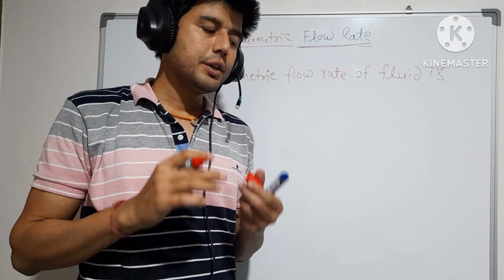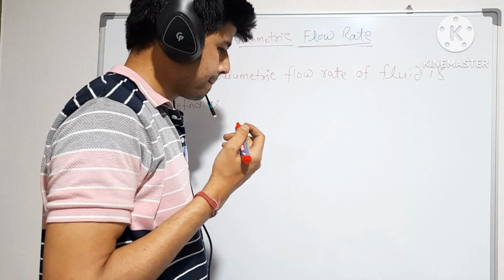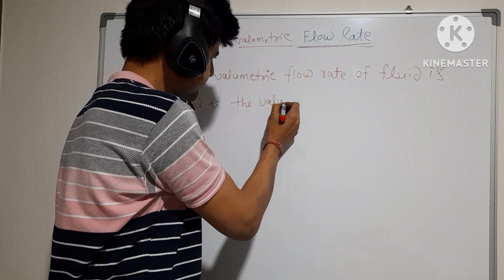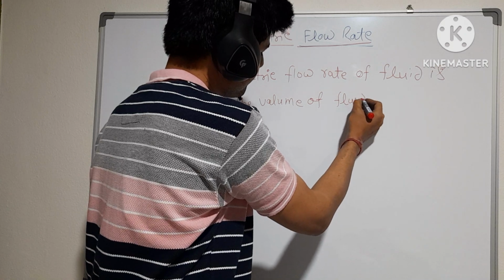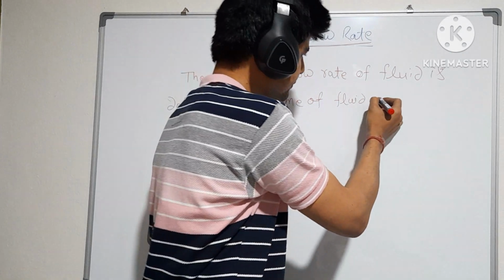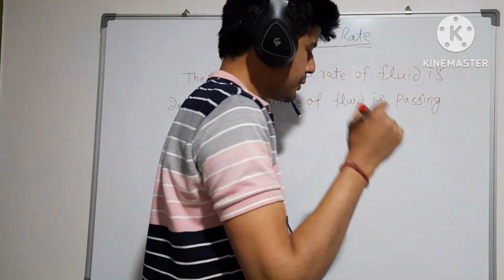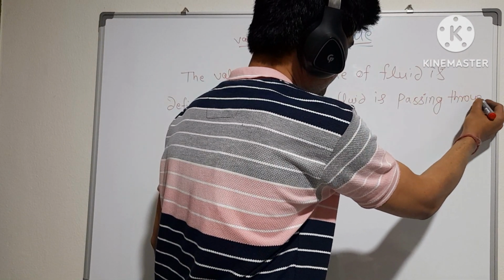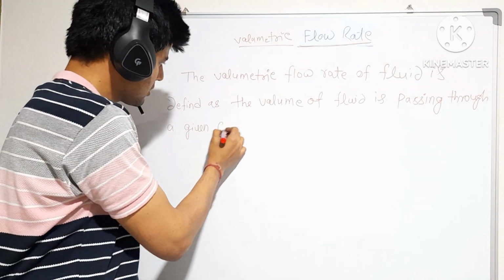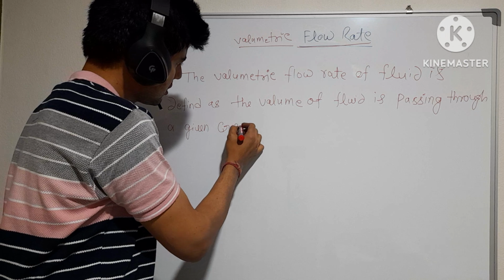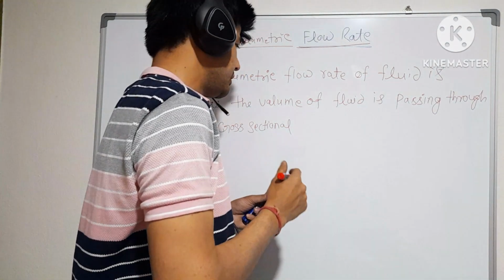The volume of fluid passing through a given cross-sectional area per unit time.